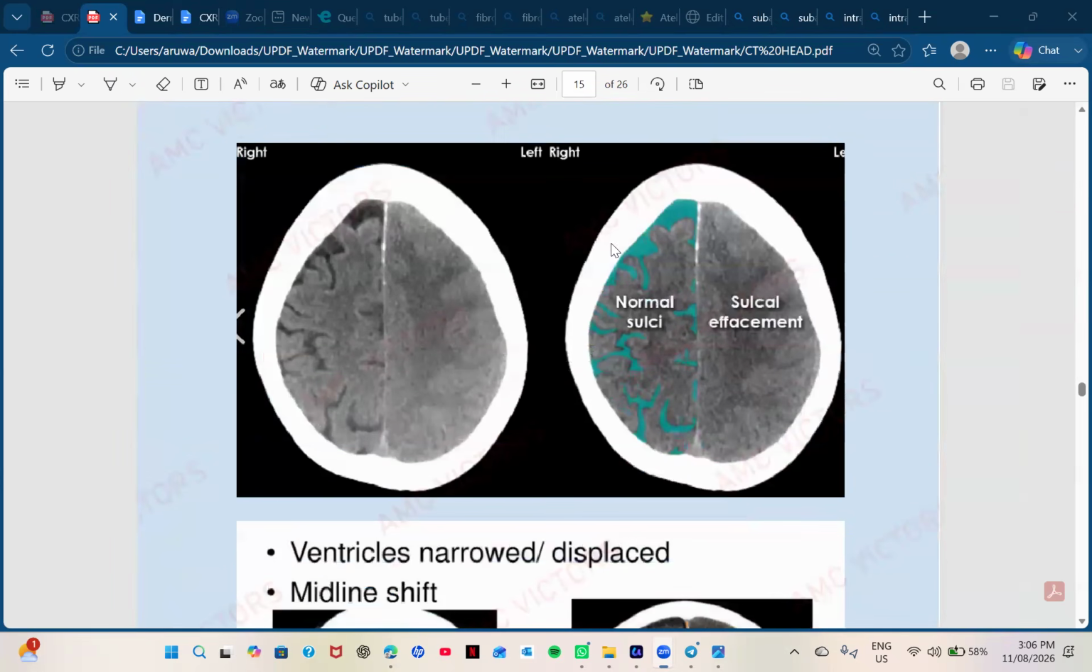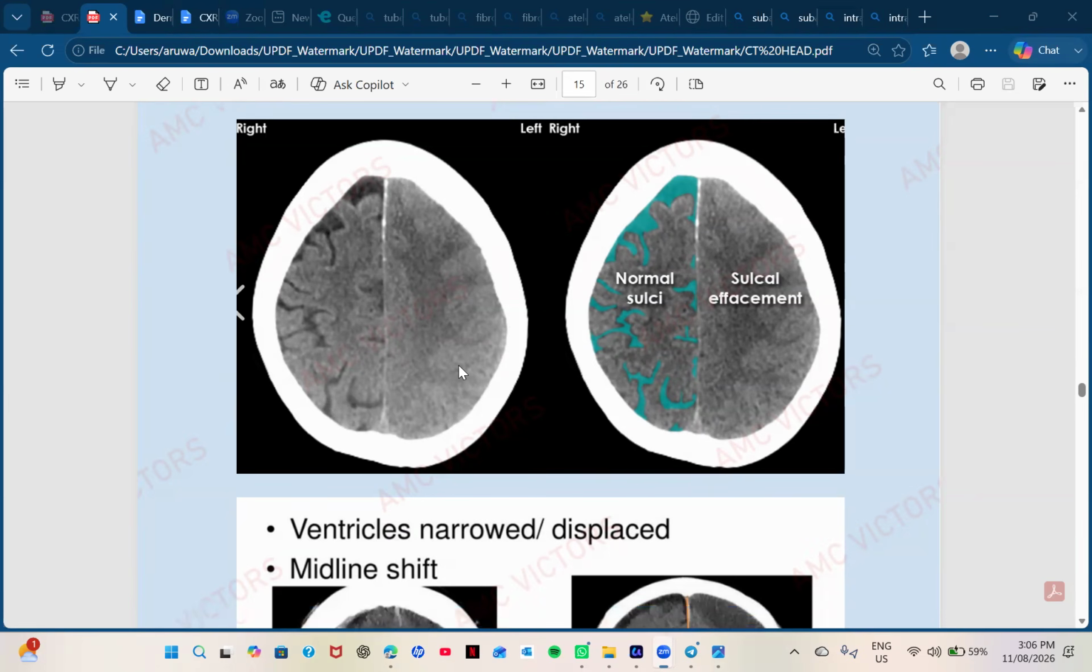So here, can you see the sulcal effacement? Can you see sulcal effacement because of the edema, and these sulci are narrowing, and you can't differentiate them, right? Here on the normal side you can see the sulcus appearance, right? Can you see the sulcus appearance here? But here the differentiation has gone, right? Can you see the difference?